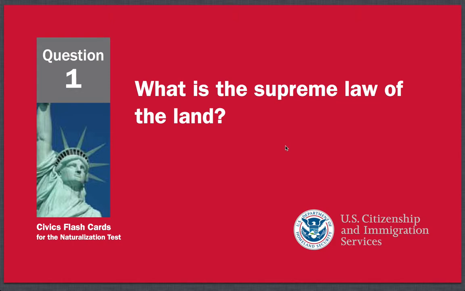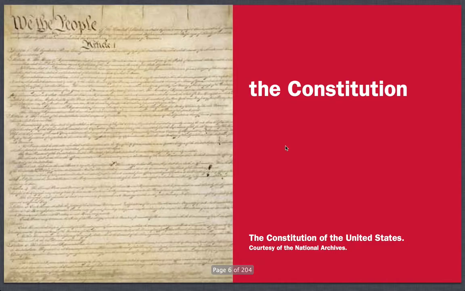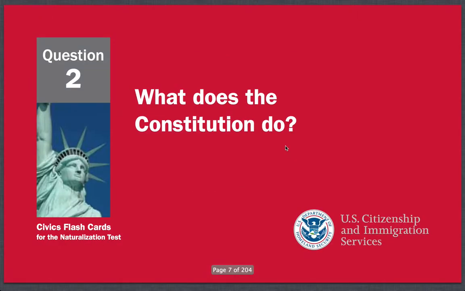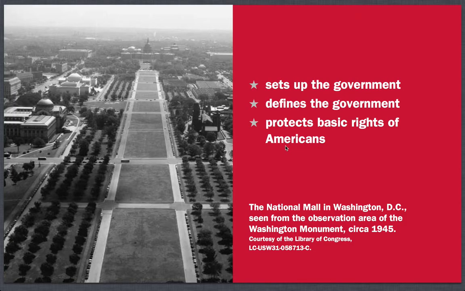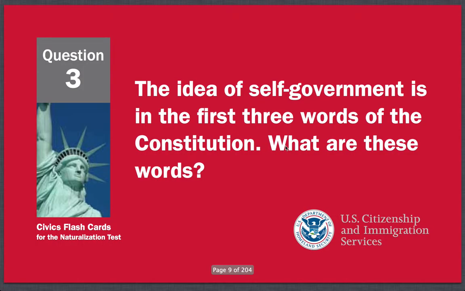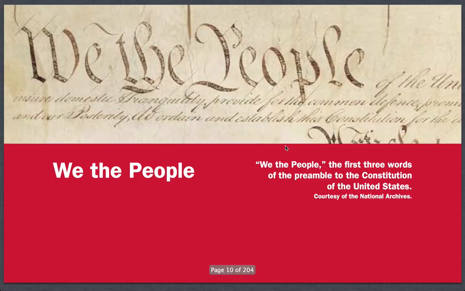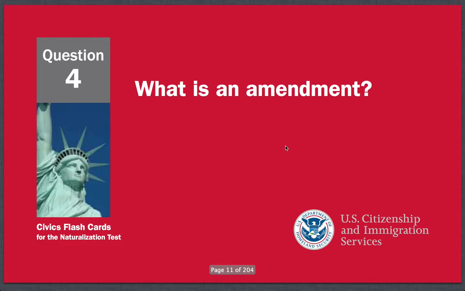So first question here, what is the supreme law of the land? The Constitution is the supreme law of the land. And what does the Constitution do? It sets up the government, defines the government, and protects basic rights of Americans. The idea of self-government is in the first 3 words of the Constitution. What are these words? We the people. As you can see, we the people are the first words, and it's written big on the Constitution.